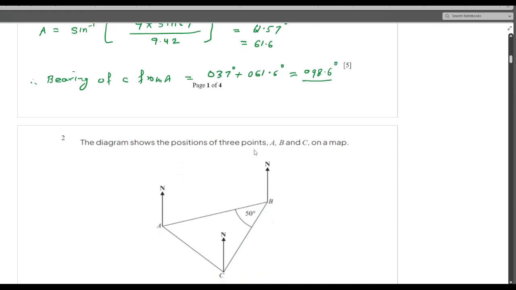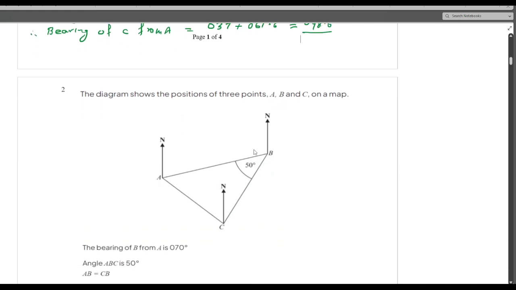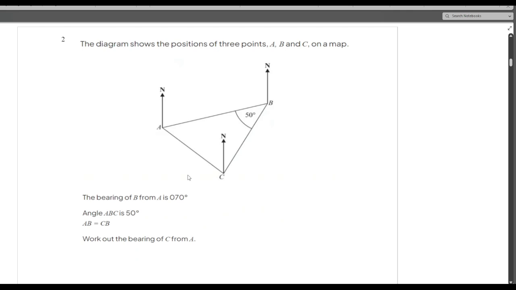Now let us move to question number 2. Again, this is a problem related with bearing. The diagram shows the position of 3 points A, B and C on the map. The bearing of B from A is 70, so let us mark this as 70. And angle ABC is given as 50. Also AB and CB are equal. Work out the bearing of C from A.